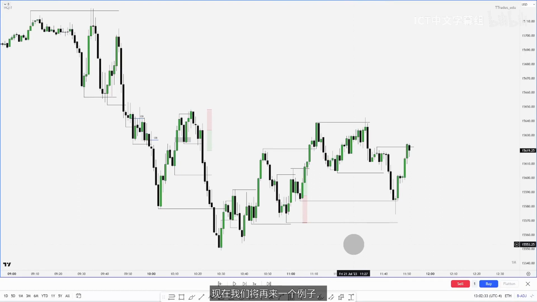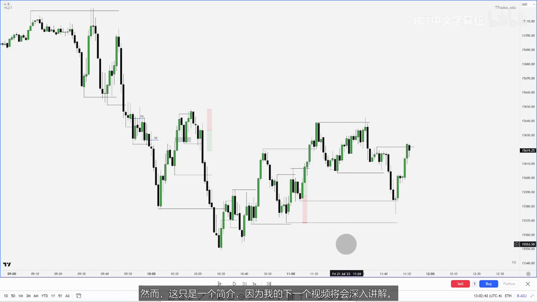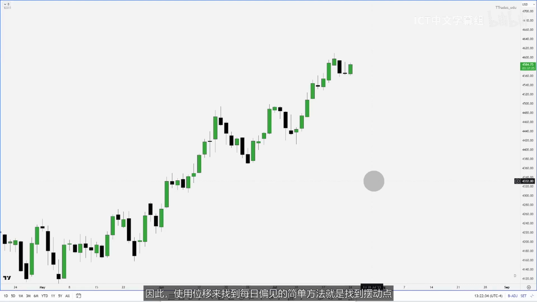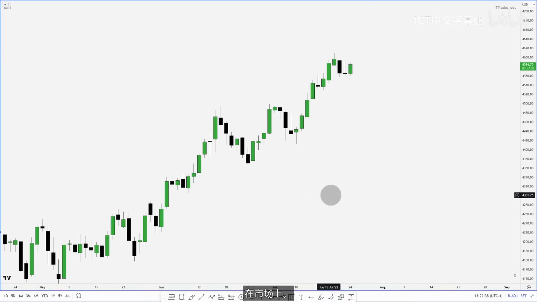Now we'll go through one more example, and this will be on the daily chart on how I use this to get daily bias. However, it'll just be an intro as my next video is going to go in depth on that. So an easy way to use displacement to find daily bias is essentially I find swing points in the market, so a swing high or a swing low, and then I look to see if price fails to displace or displaces out of that range.